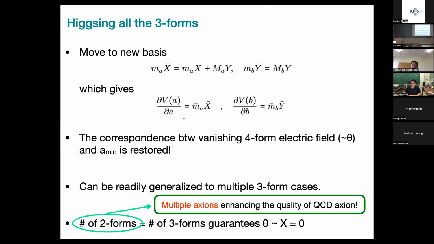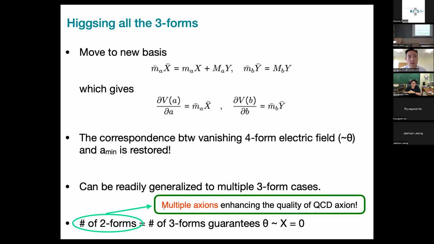Now, whenever you introduce more and more two-forms to achieve this matching of the number of forms, that means there must be corresponding Lagrange multipliers. What does it mean? This may imply the multiple axion scenario is required for enhancing the quality of the QCD axion.